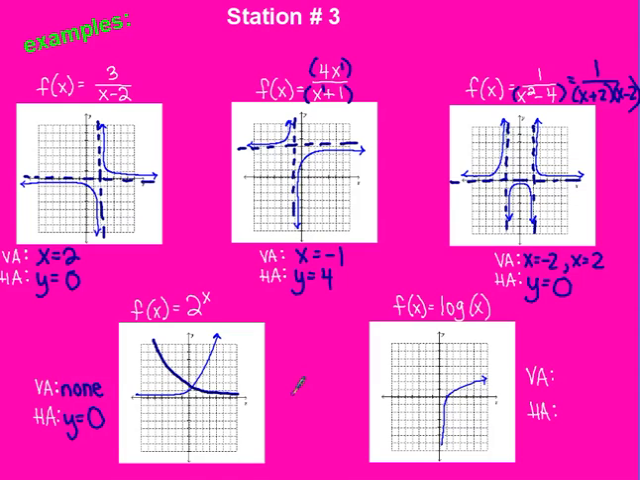Log of x looks like this. Vertical asymptote is at x equals 0. And it has no horizontal asymptote.